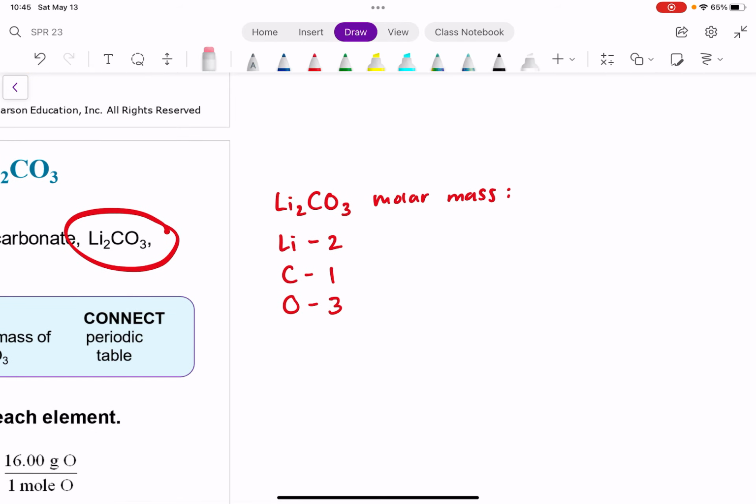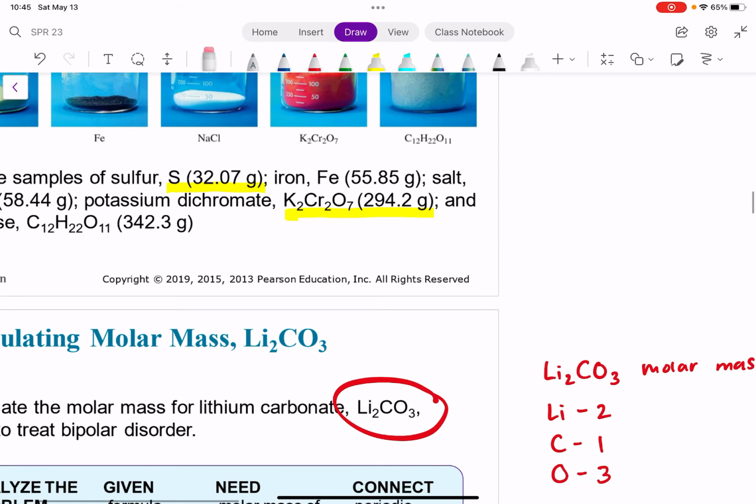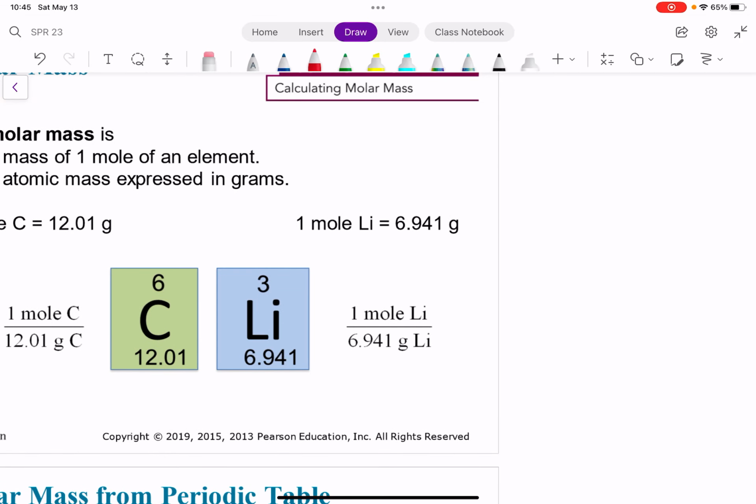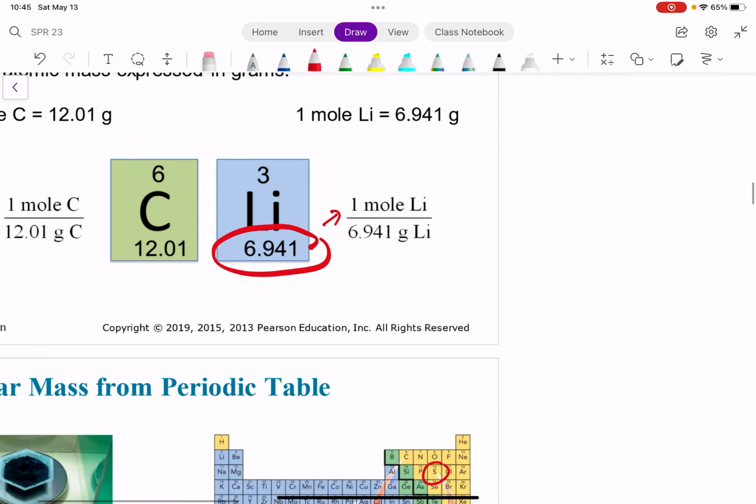Okay, so let's take a look at lithium first. Lithium, we just looked at that, right? Lithium has an atomic mass number of 6.941, which means that for every mole of lithium, we have 6.941 grams of lithium. In 1 mole of lithium, there are 6.941 grams of lithium.